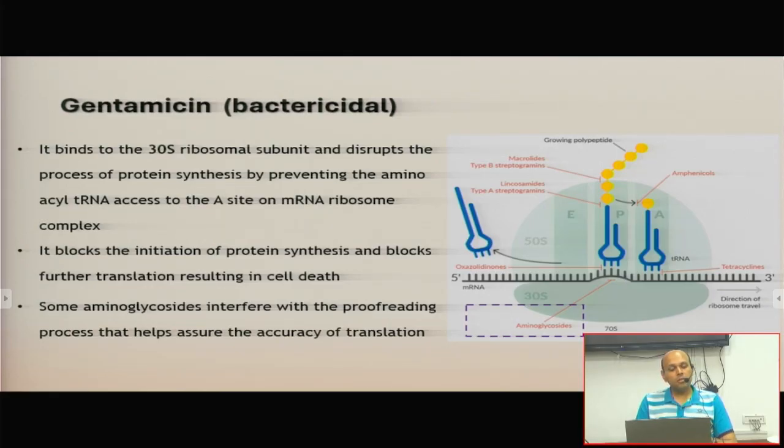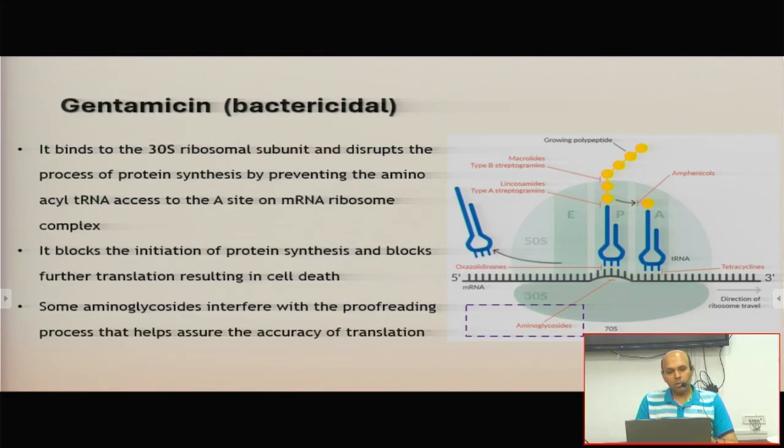And this binding over here is an irreversible binding. It is not highlighted over here, but this binding is an irreversible binding. You know, there are reactions, some reactions are reversible, some reactions are not reversible. So over here it is irreversible binding. So it blocks initiation of protein synthesis and blocks further translation, resulting in cell death.